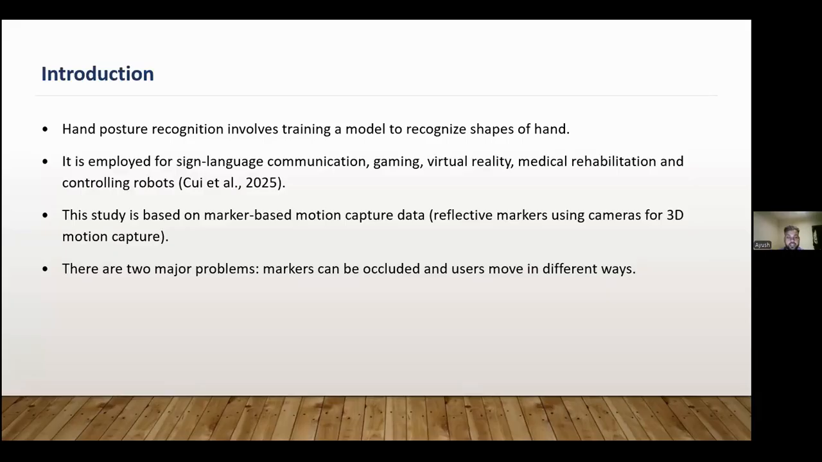So, the introduction. Hand posture recognition means teaching a computer to understand hand shapes. It helps in sign language, gaming, VR, medical recovery, controlling robots, and many more. This study uses small reflecting markers tracked by cameras to record hand movement in 3D.